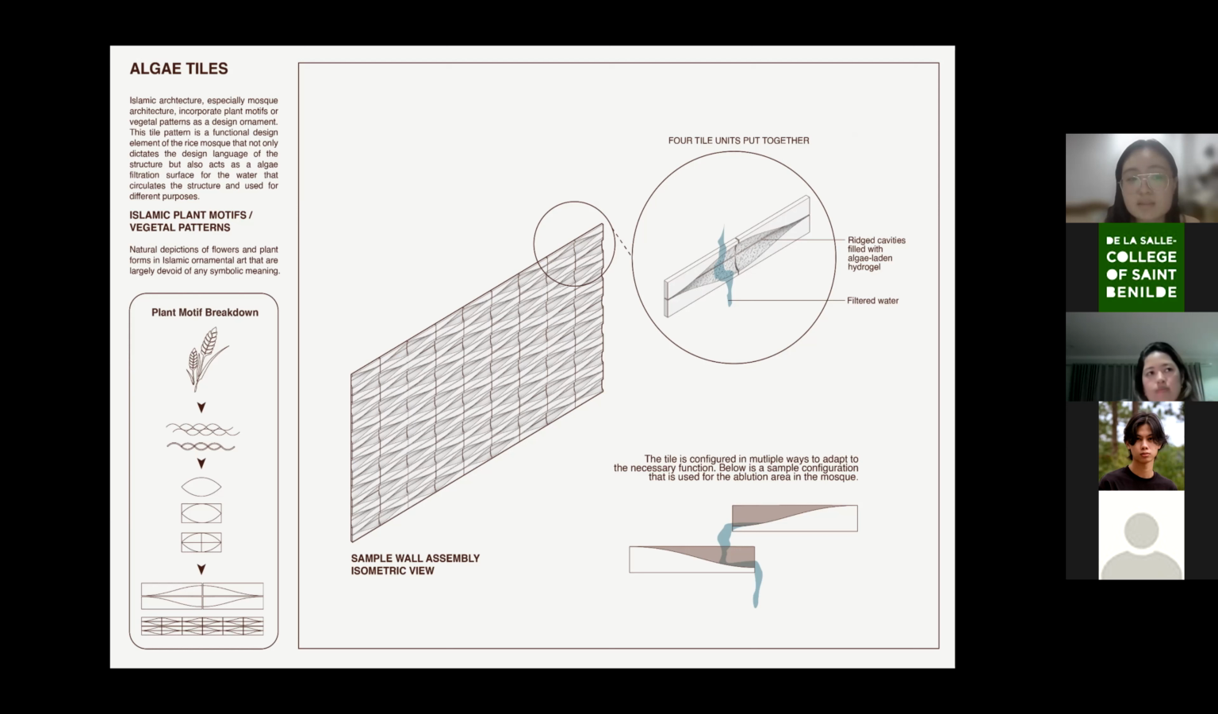And that's where we added the algae tiles, wherein it serves as an added passive filtration system for the water that circulates the structure. So if you see in the diagram, we created one unit, and then we rotated it in different ways to form these patterns. But then also we could extrude them to serve as a waterfall for the ablution area and such. So it's very versatile in terms of its functionality.